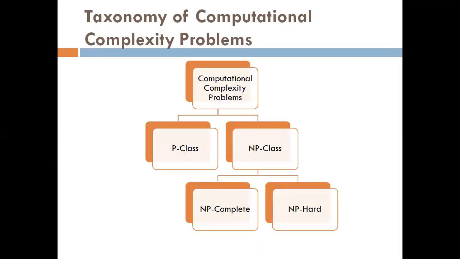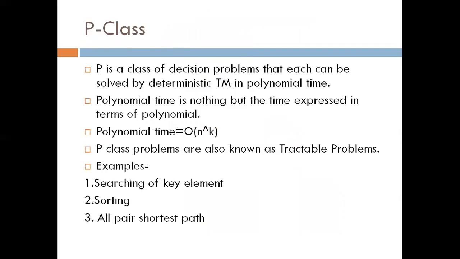Okay, so here we'll see the taxonomy of computational complexity problems. Computational complexity problems fall into two classes or groups, that is P class problems and NP class problems. Then NP class problems are again divided into two types: NP complete and NP hard problems. We'll see all these problems one by one. So first we'll start with the P class problem.